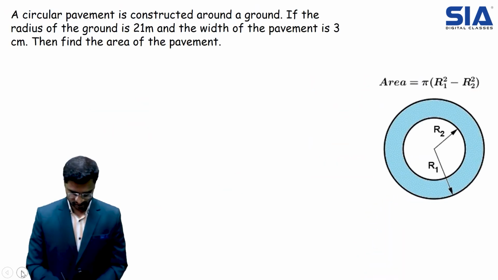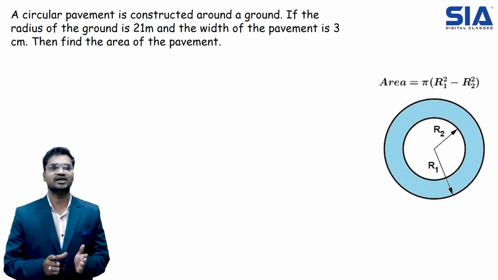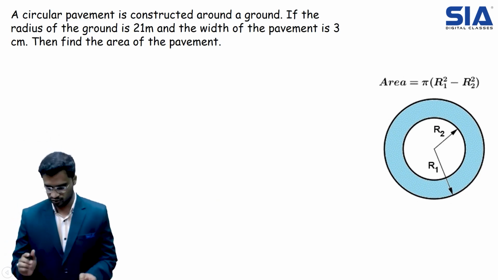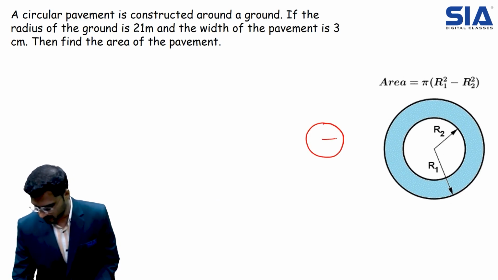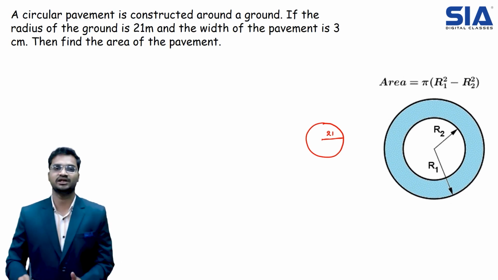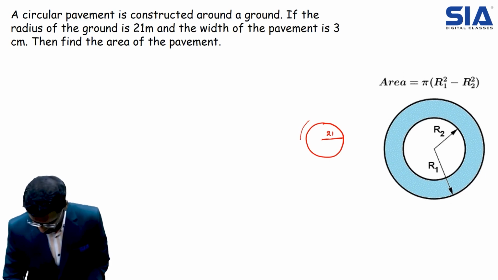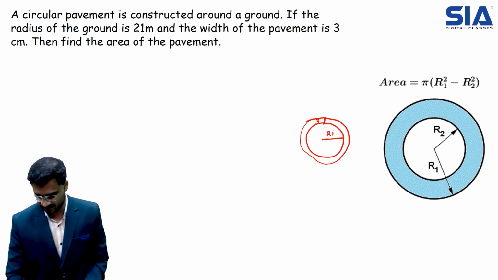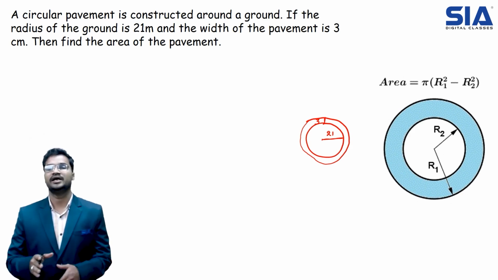Okay. Now coming to the next question, which says a circular pavement is constructed around a ground; the radius of the ground is 21 centimeters. So I have a ground like this. The radius of this ground is what? 21 centimeters, and I am constructing a 3 meters wide path around it. So I am constructing a circular path around it, and the width of this path is 3 meters. Now I have to find the area of this pavement.